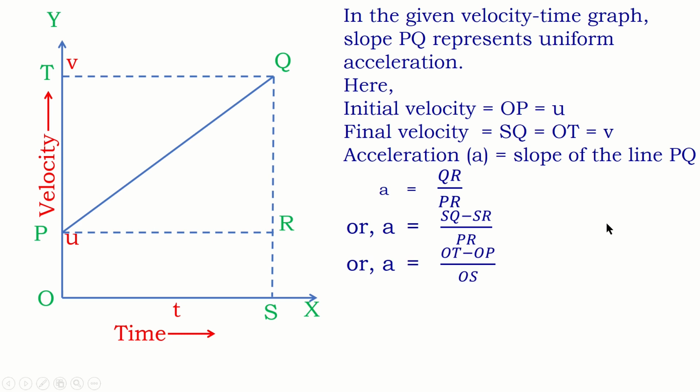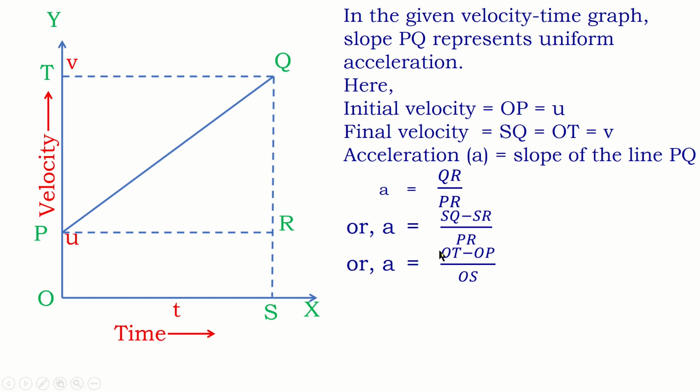Now let's go to another step. SQ is velocity, and velocity should be represented on the y-axis. That's why SQ, expressed on the y-axis, is OT. And what is SR? If taken on the y-axis, since this is velocity, SR is equal to OP. So in place of SR, we write OP. Velocity should be taken on the y-axis in graphical representation. And PR is the time, and time should be taken on the x-axis, so it should be OS. In place of PR, we write OS, because in this graphical representation time is taken on the x-axis and velocity on the y-axis.